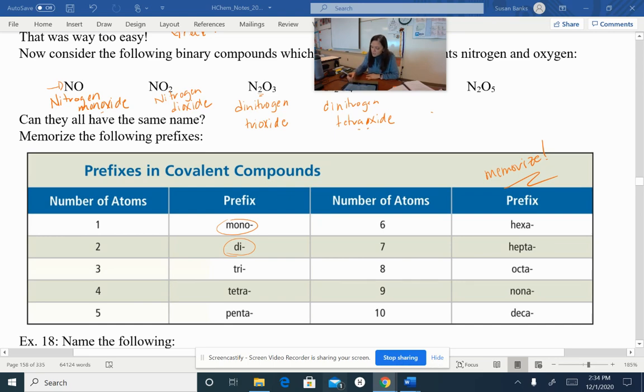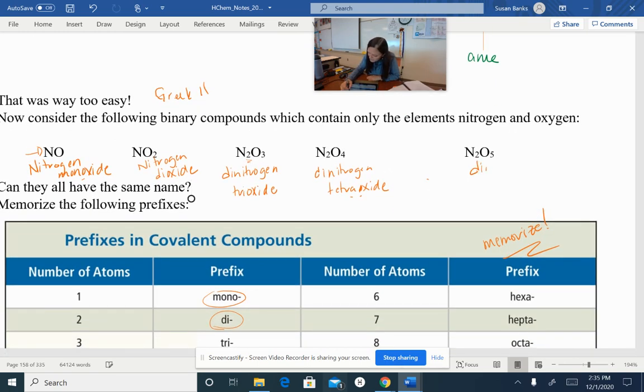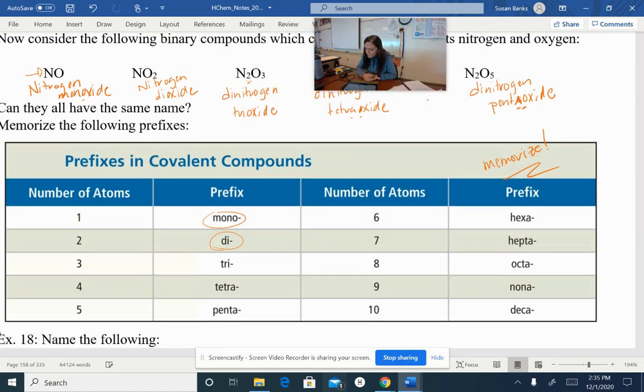And then last but not least, this last one would be dinitrogen pentaoxide. Now, once again, with that A and the O, you can drop that A. We can drop that A if we want. And we can just call it pentoxide. So there is some things here that we can drop. It's the A that we want to drop, not the O.